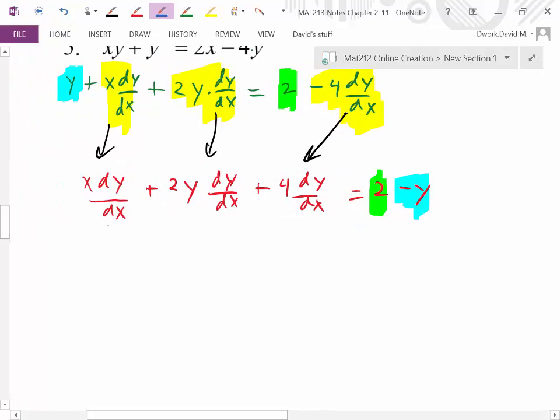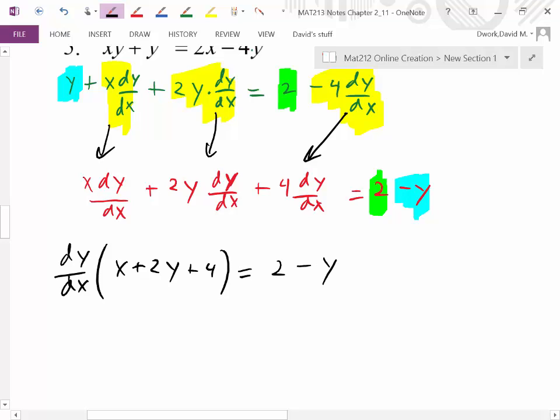Notice every term has a dy dx, and it will always be just a dy dx. It will never be raised to a power, which makes our life super nice. So now what we can do is just use the f word, factor out a dy dx, and what's left? X plus 2y plus 4. And then that's going to be equal to 2 minus y.